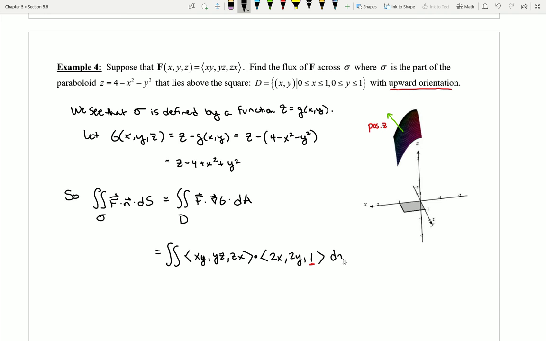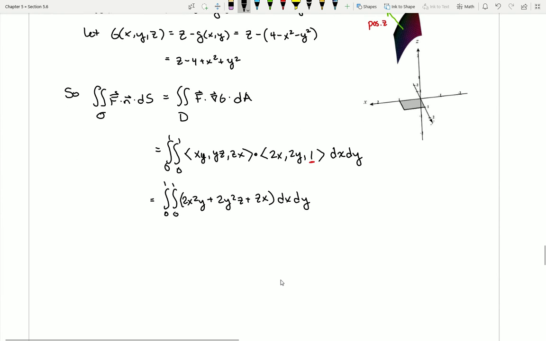I'm going to go ahead and arbitrarily say here that let's just do dx dy, and my x bounds go from 0 to 1, y goes from 0 to 1. So if I was to compute this dot product here, I could easily go ahead and see then how difficult the remaining integral is supposed to be. Okay, so let's see. I'm going to do 2x times my xy, so that's 2x squared y. I'm then going to do plus 2y squared z, and then I'm finally going to have zx and dx dy.